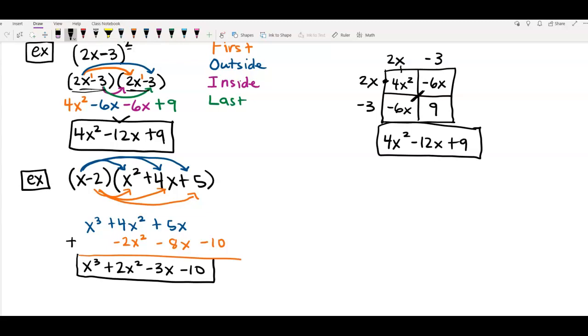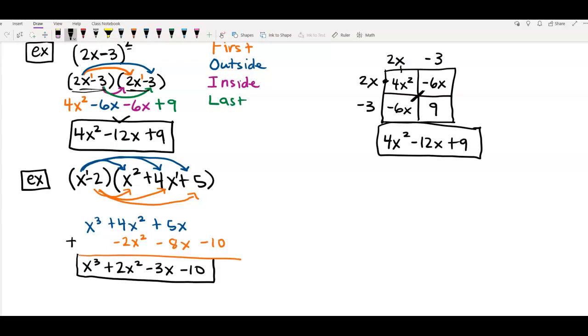Let's see what you got on yours. The way I did this is I distributed the x through. I multiplied it by everybody in the trinomial. So I got x to the third plus 4x squared, because remember, when you have an x, that's really saying x to the first power times x to the first power. So that's where I get that 4x squared from.